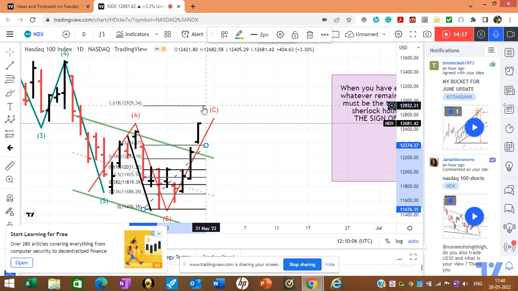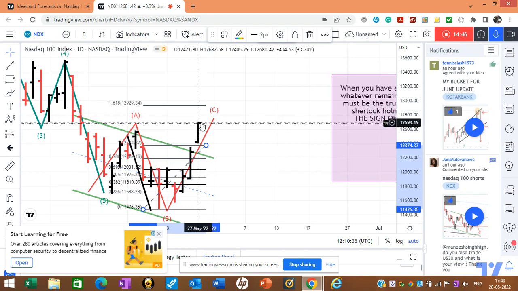So this is 161%, right? Something like 12,921. This is 1.61. 165 would be somewhere here, 13,000 roundabout. Or you just calculate this much and then multiply it by 1.65. Take 165% of this, and you will get the target here.